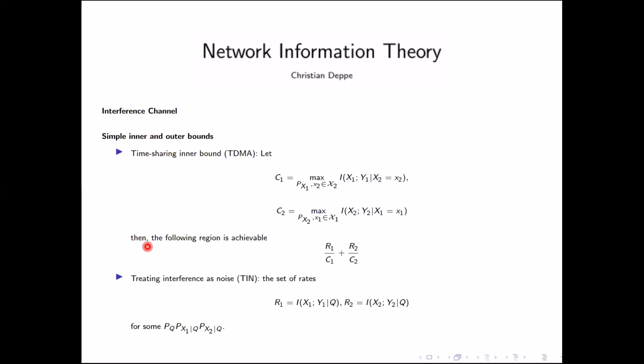The next thing is we just treat interference as noise. And then, of course, we have the set of rate pairs: R1 is the mutual information of X1 and Y1 under the condition Q, and R2 is the mutual information of X2 and Y1 under the condition Q. And this is just for some P(Q) and P(X1|Q) and P(X2|Q). And this is just like we send without cooperation, and we just treat this here as noise.